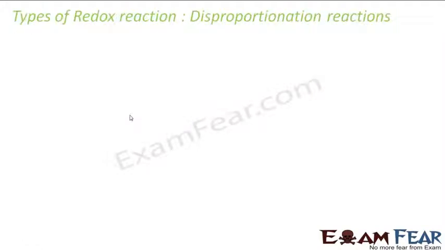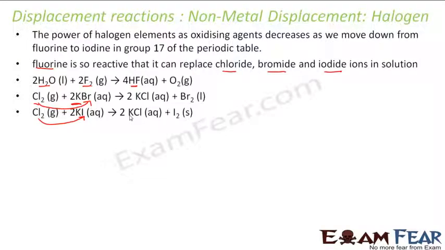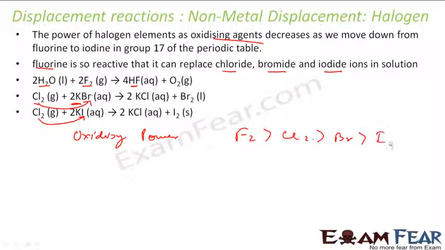Another type of reaction, which is pretty different, is called a disproportionation reaction. It's a very different reaction, so let's understand this. But before I go to that, let me write the order for the oxidizing and reducing power. As I told, oxidizing power decreases as we move down the group for halogens. So the series will be fluorine, chlorine, bromine, iodine. This is the oxidizing power.